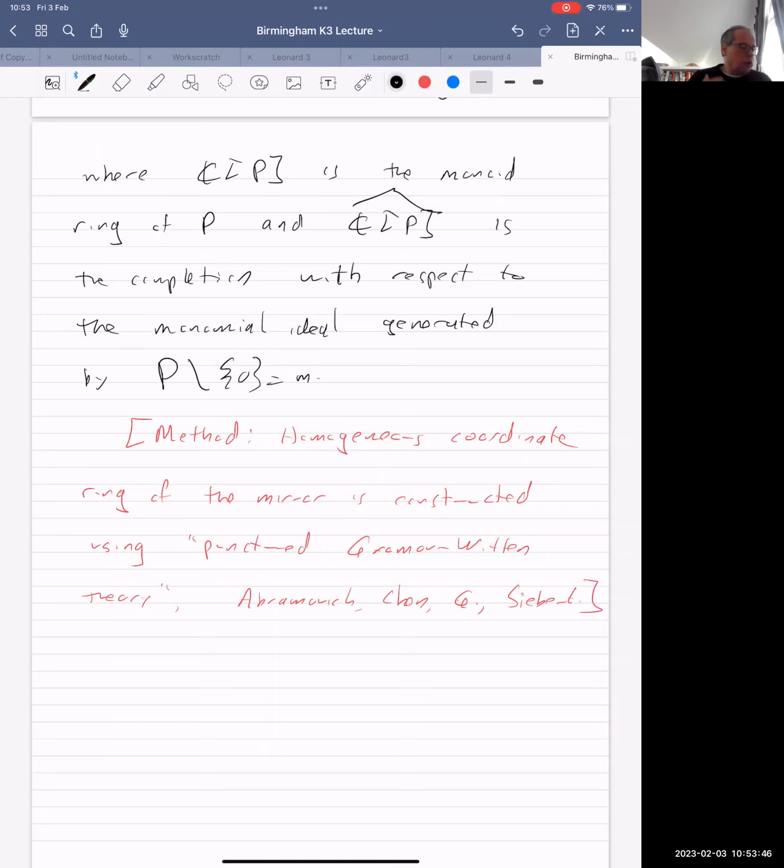Now, unfortunately, this isn't the end of the story. Otherwise, it'd be very short. Well, fortunately or unfortunately, it'd be a very short paper if this was the end of the story at this point. But there are a number of basic issues. So the first one is that this only gives a mirror family over a tiny space.